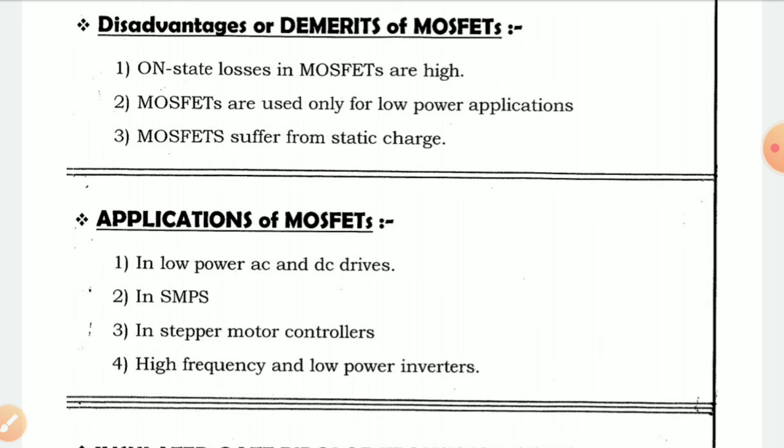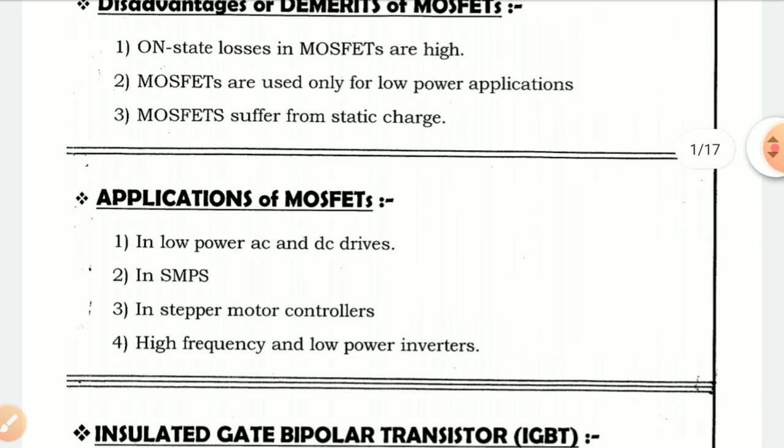In the next session we'll discuss another type of power electronic switch used for high power applications, that is the insulated gate bipolar junction transistor. We'll discuss in detail what an IGBT is and how it is constructed, what the different characteristics of IGBTs are, and what the applications and advantages are. We will discuss these and other things in the next video.